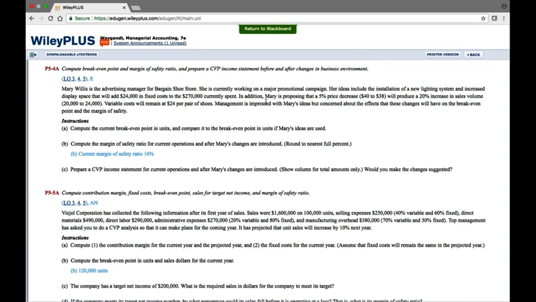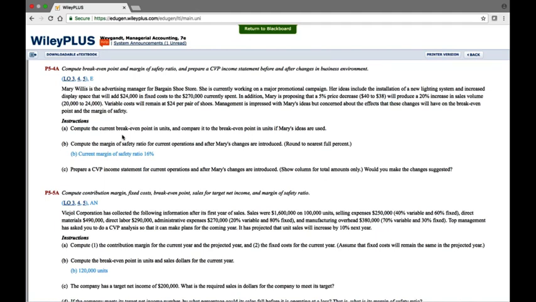In addition, Mary is proposing a 5% decrease from $40 to $38 in the selling price, and she thinks this is going to produce a 20% increase in sales volume. From 20,000 to 24,000, it's going to jump. Variable cost will remain at $24 per pair of shoes. Management is impressed with Mary's idea but is concerned about the effects that the changes will have on break-even point and the margin of safety.